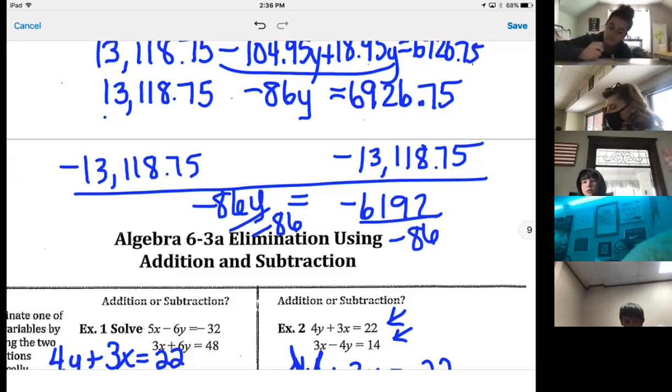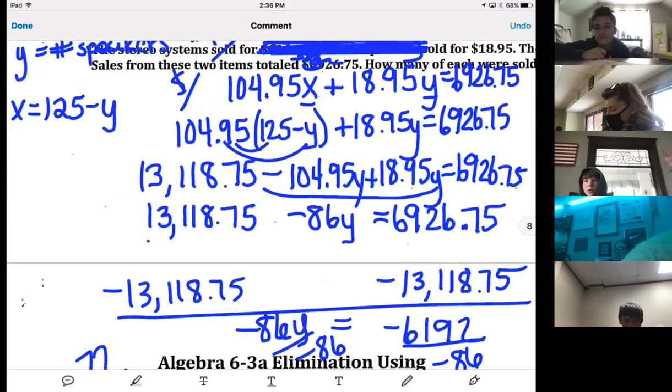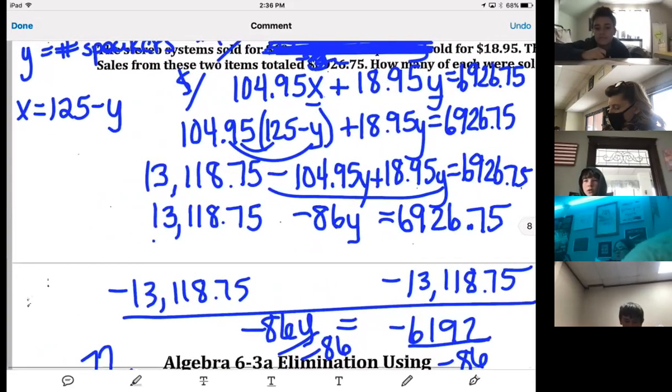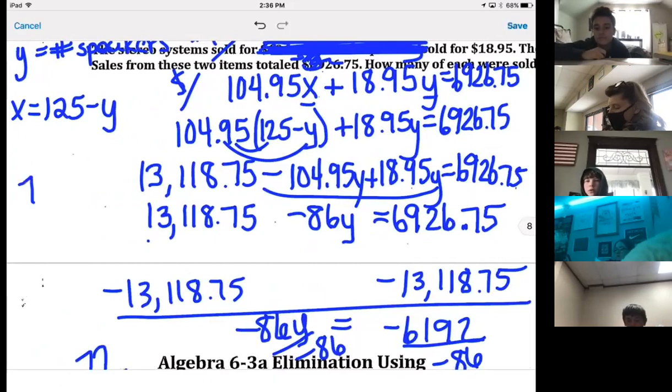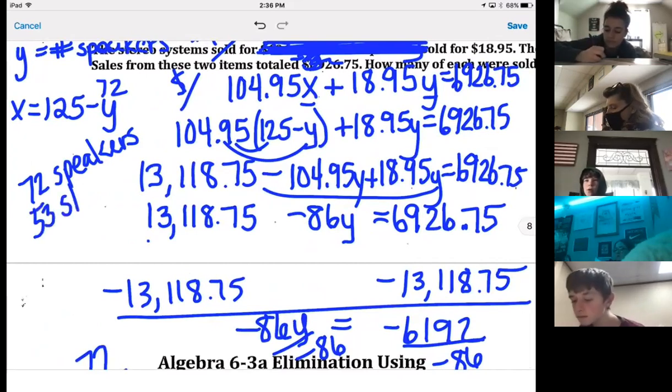And we get 72. So 72, I want to say that was the speakers, right? So why was the speakers? No idea. That was just for the sweet. So we get 72 speakers. But we can plug that in here and it's really easy. 125 minus 72. And it gives us 53 stereos.